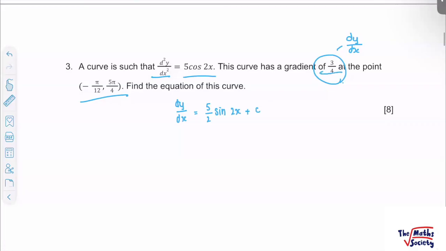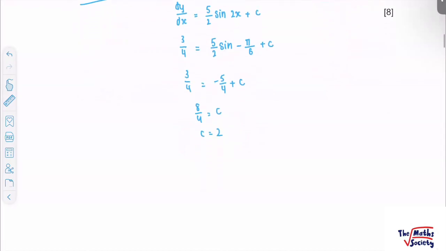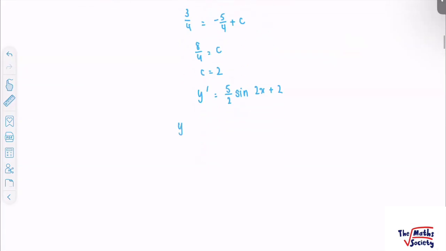So that's going to be 3 by 4, which equals 5 by 2 sine, and at the point minus pi by 6, so minus 5 by 4 plus c. So we're going to add 3 by 4 equal to minus 5 by 4 plus c. So that's 8 by 4 equals c, and c is just equal to 2. So we know that y prime, that's dy by dx, is 5 by 2 sine 2x plus c, and c is now 2. So now we're going to find y, not dy by dx.